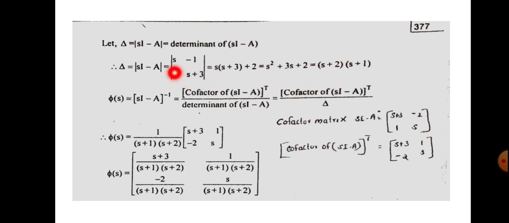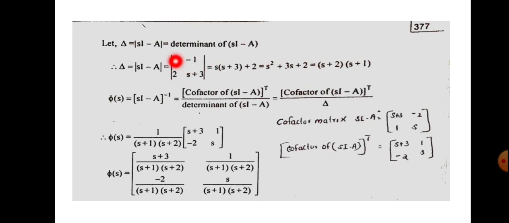In order to find the cofactor matrix, you have to find the cofactor element for every element of the matrix. So what is the cofactor element? For the S, it is S plus 3, because we are eliminating the row and column of that element. So corresponding to S, the cofactor element is S plus 3. Similarly, in the case of minus 1, you will eliminate this column and this row, so you will get 2. But here 2 is not enough because you have to put the sign.